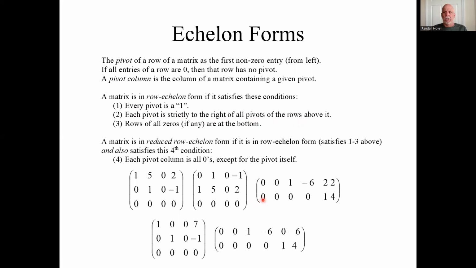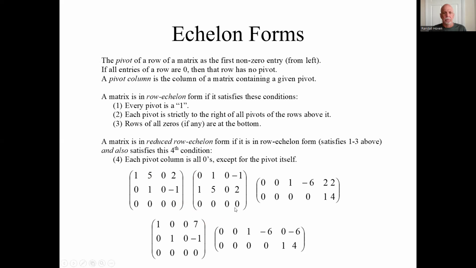So let's go through some of these and see if they're in row echelon form. This pivot is a 1, this pivot is a 1, no pivots here. That's good. This is the top pivot, so this doesn't apply. This is the pivot here, and yes, it is to the right of every pivot above it. That's good. There are no more pivots, and rows of all zeros are down at the bottom. So yes, this one is in row echelon form.